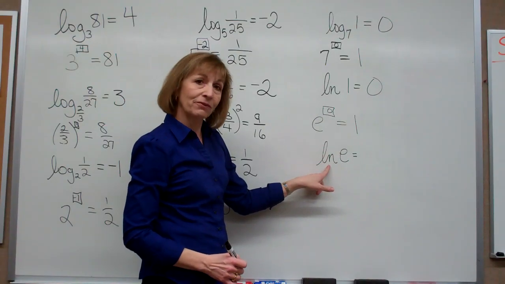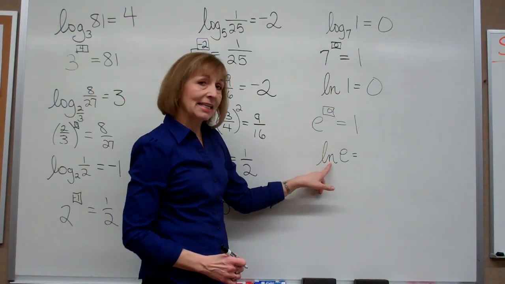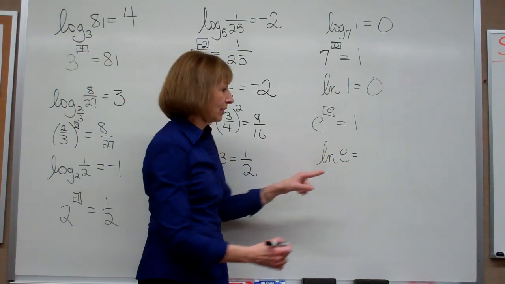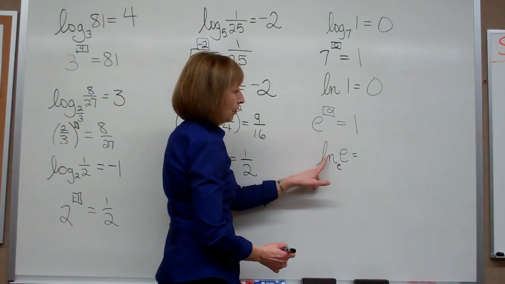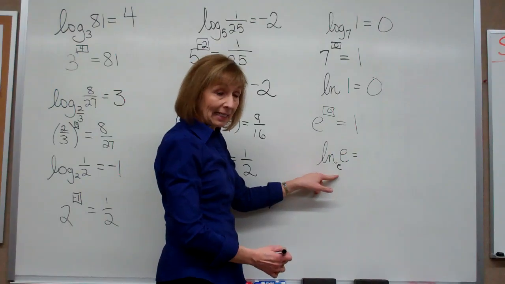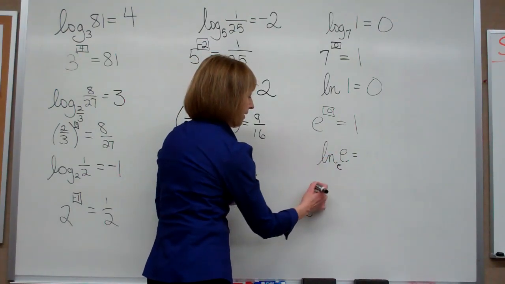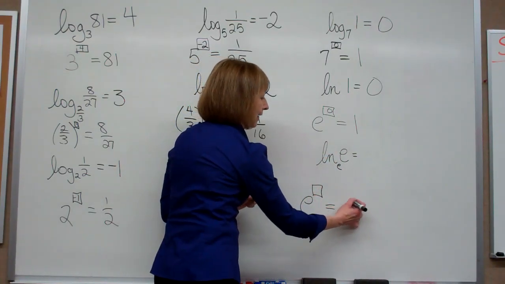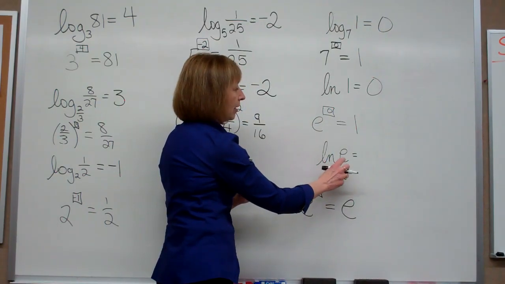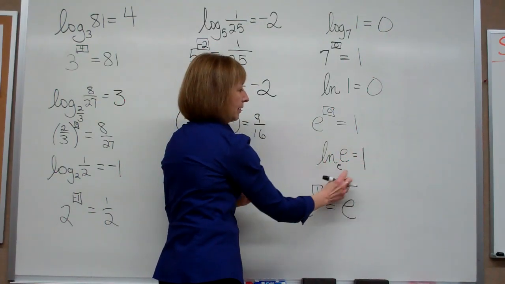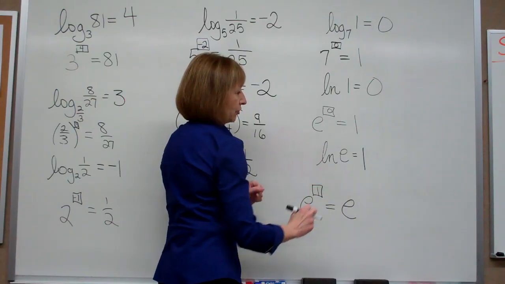Okay, then this last one for the segment says find the natural log of e. So remember, the base is e if it's spelled ln. So the exponent I put on e to get e would be an exponent of 1. So the natural log of e is 1, and they won't have that base showing.